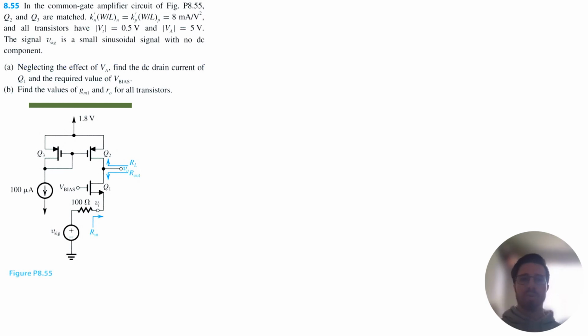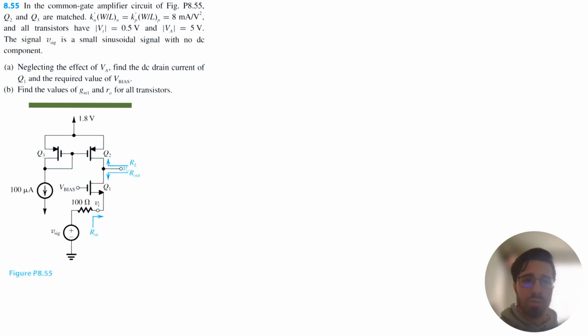Let's solve problem 8.55 for Microelectronic Circuits, 8th edition by Sedra and Smith. We're given this common gate amplifier circuit, and there are 6 parts total to this problem. Right now I just have the first 2 shown on the screen.